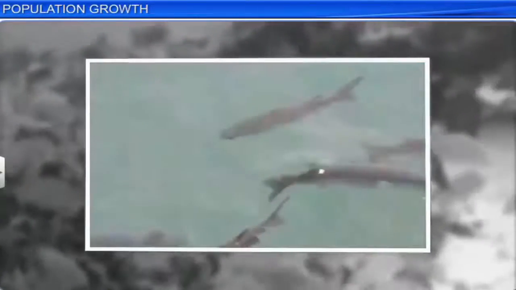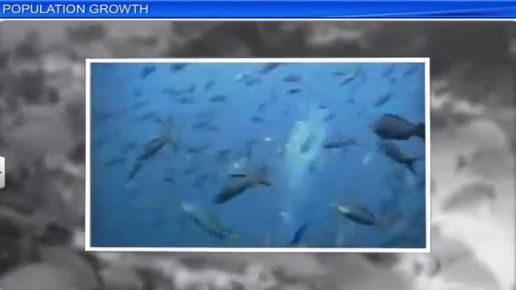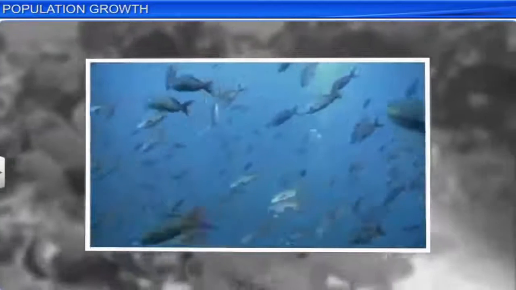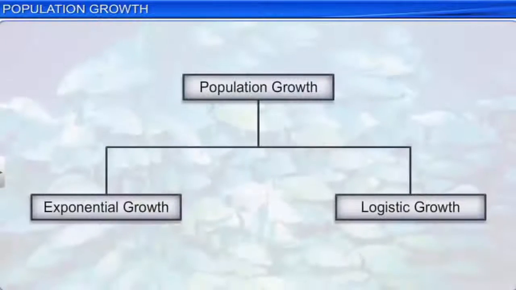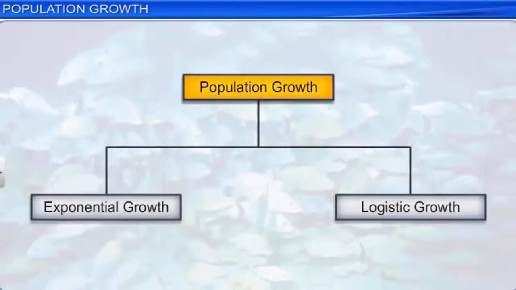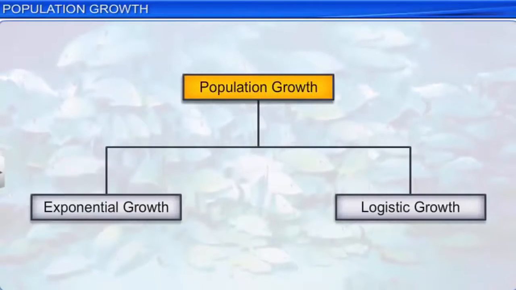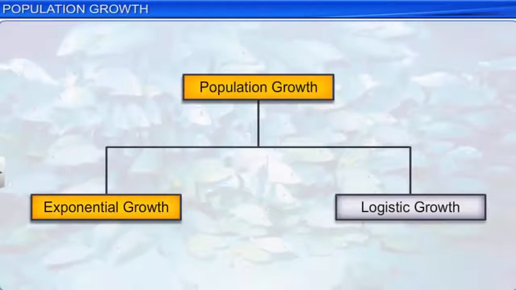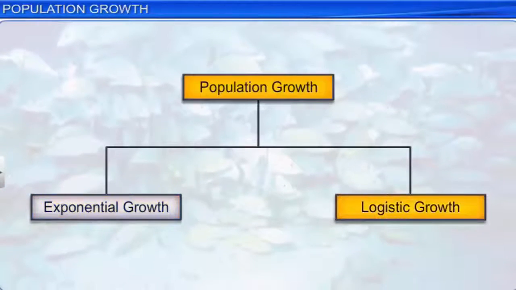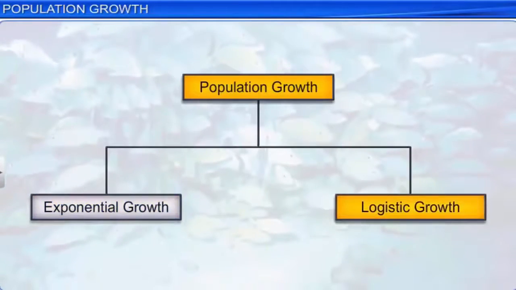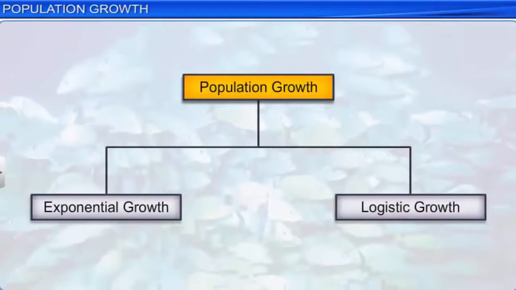Growth is the most fundamental dynamic feature exhibited by populations. Interestingly, population growth exhibits two patterns: exponential growth and logistic growth. Let's understand these patterns in detail.